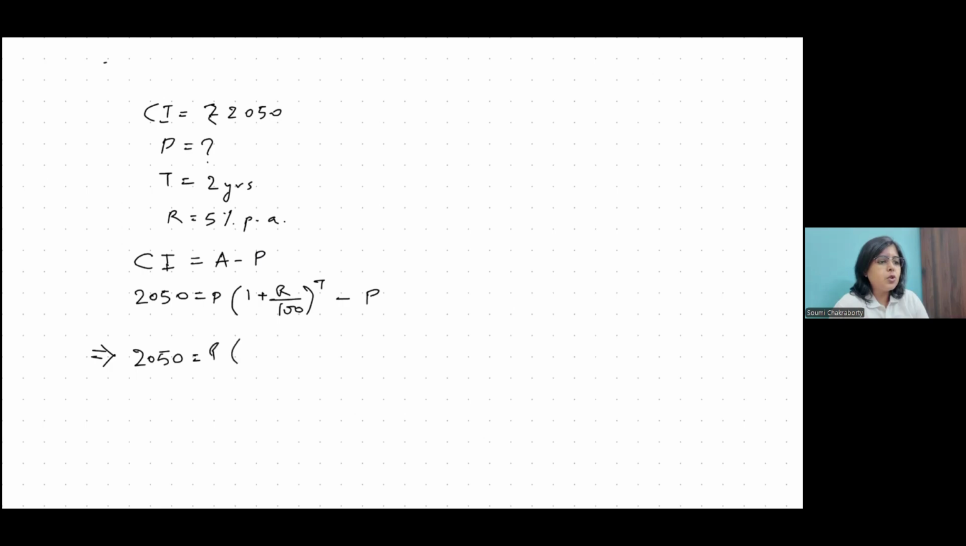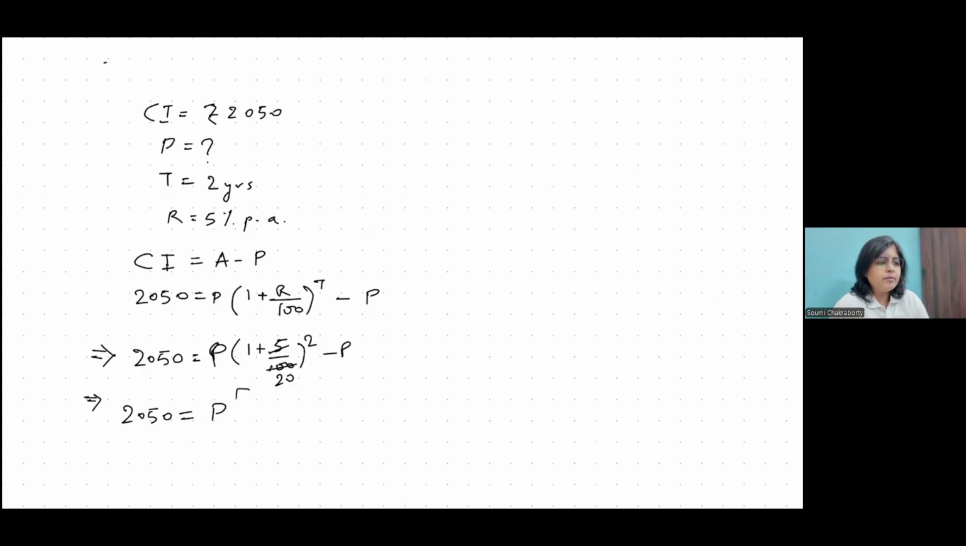1 plus R, we will substitute by 5 by 100, to the power 2, minus P. Let us try to reduce it as much as possible to avoid any kind of calculation mistake. Now in the right hand side, just check how we can simplify this entire expression. We have one expression over here, minus P. Can we see something common? P is common, right? So take P common.